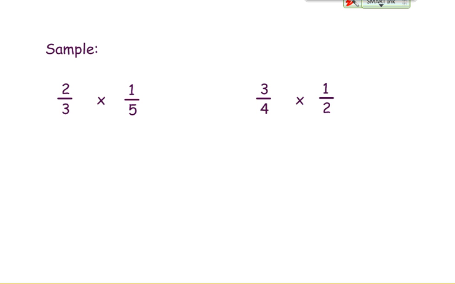Here are some sample problems to get you on your way as you work with multiplying fractions. Remember, numerator times numerator, denominator times denominator. That's Flipped Lesson 76.